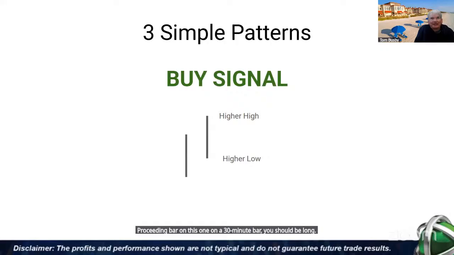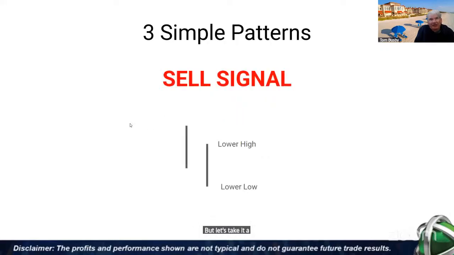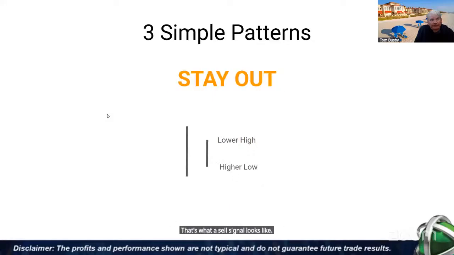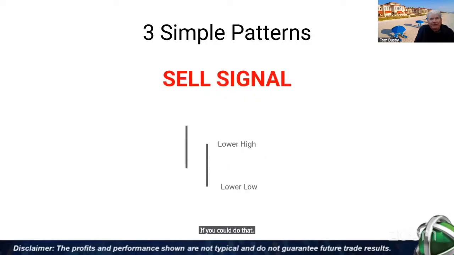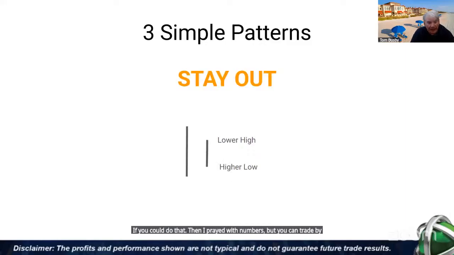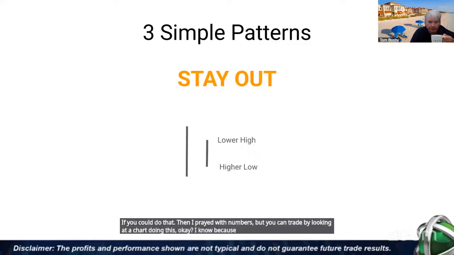But let's take it a step further and go into advanced chart reading. That's what a sell signal looks like. That's what a stay out signal looks like. You got to memorize three. Can everybody here memorize those three patterns? If you can do that, then I trade with numbers, but you can trade by looking at a chart doing this, okay? I know because I used to do it.